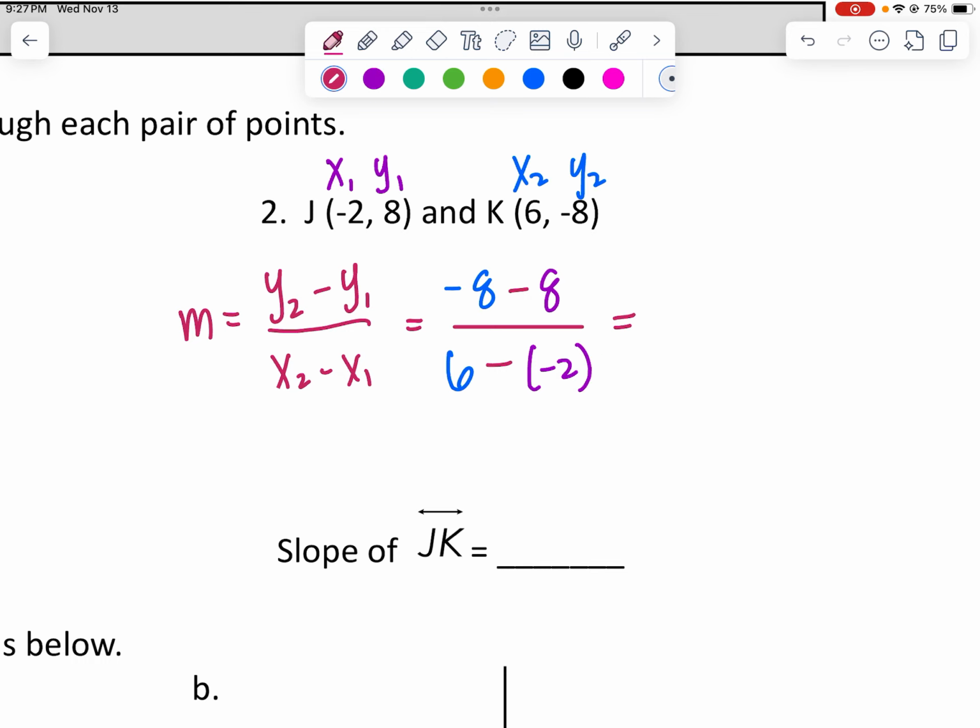Okay, negative 8 minus 8, we're actually going to go and add the negative, so we get negative 16 all over 5, 6 minus negative 2. These negatives now become positive, so this is all over 8. Negative 16 divided by 8 gives me a value of negative 2.